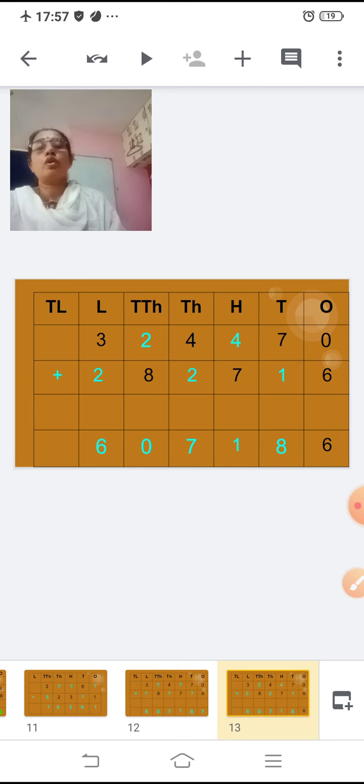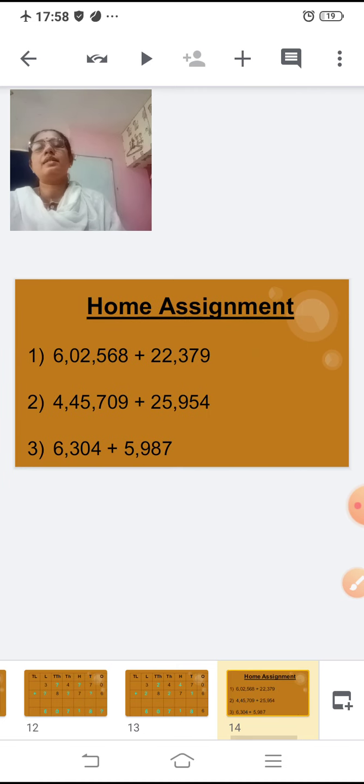Okay. So till then I want you to practice some addition sums and do it as homework. Just practice these 3 sums, it is based on a 6-digit number. So add it and just solve it.